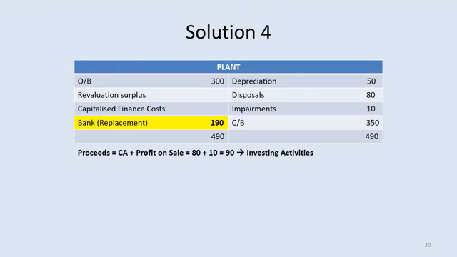I've put a little note under the T account there to say that the proceeds is what is important for investing activities. Remember, proceeds is the total value for which the plant was sold. Now, if the carrying amount was 80,000 and the profit on sale was 10,000, that must mean we sold the plant for a value of 90,000 Rand. And that full proceeds of 90,000 Rand will be reflected in our investing activities.